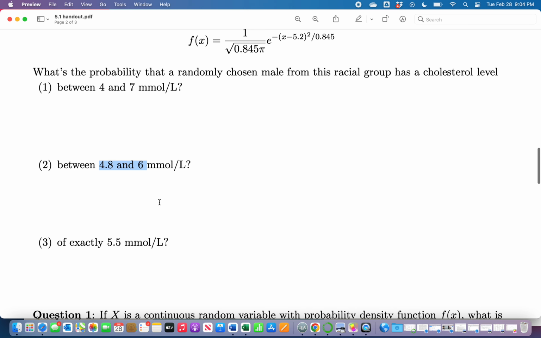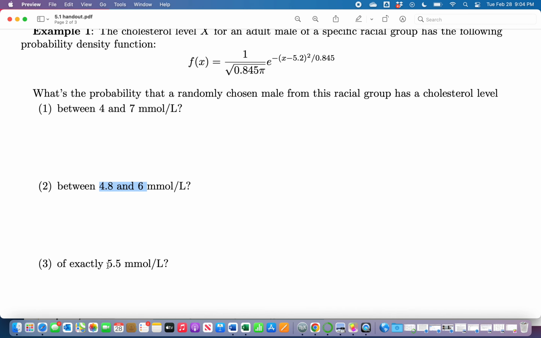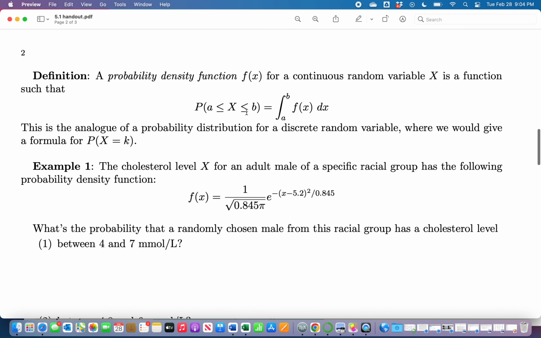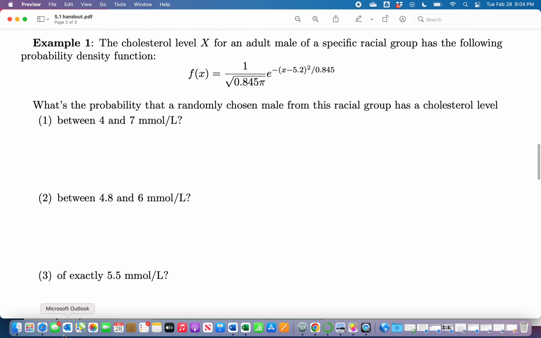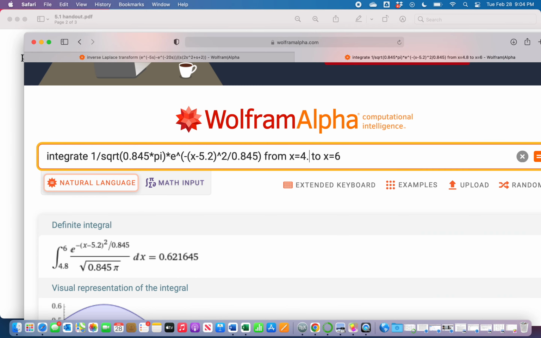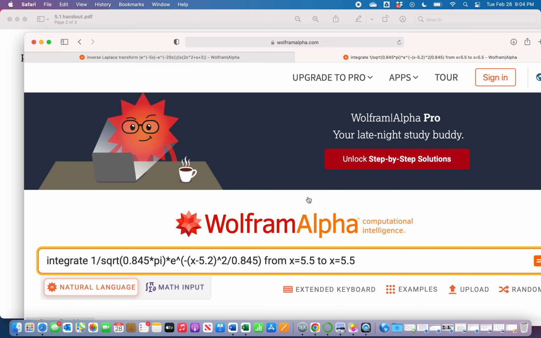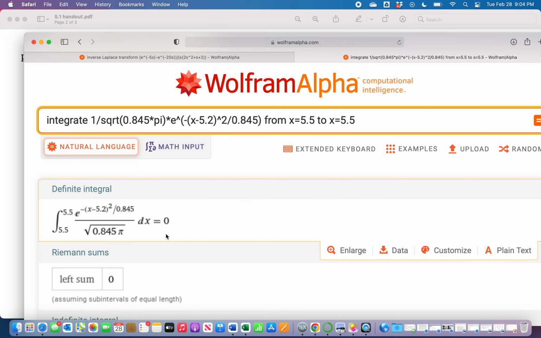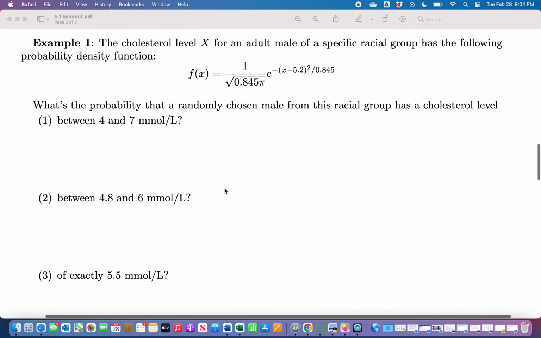Okay, and then finally, you could ask, what's the probability that somebody has exactly this cholesterol level? And as we've discussed, you don't really care about questions like that. If you wanted to think about it, exactly 5.5 means a 5.5 there and there. And when you integrate from a number to the same number, there's no area. The area is 0. So if you go to Wolfram and ask from 5.5 to 5.5, Wolfram says, why'd you ask me that? The answer is 0. It doesn't bother to give you a graph anymore.